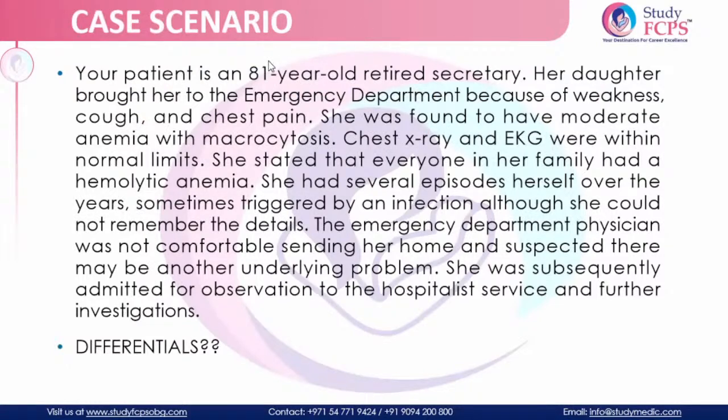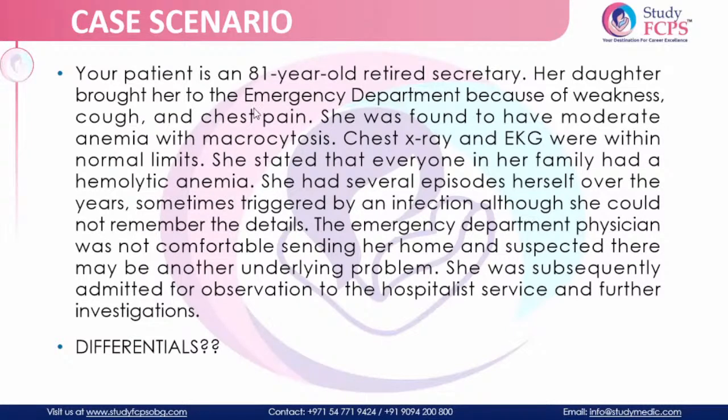And now we will discuss a patient who is 81 years old, and her daughter brought her to the emergency department because of weakness, cough, and chest pain. She is diagnosed basically with anemia, and on peripheral smear there is macrocytosis. So we have two findings till now, that the patient is anemic and there are macrocytes on the peripheral blood film. Chest X-ray and ECG are normal, and she stated that everyone in her family had a hemolytic anemia. So this point basically indicates that there may be a hereditary type of defect.